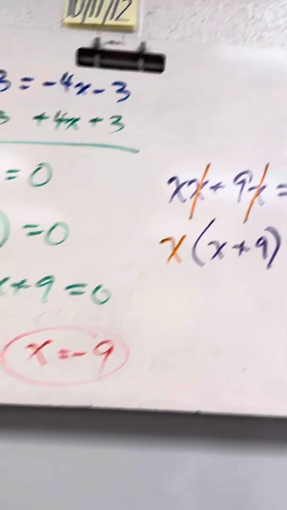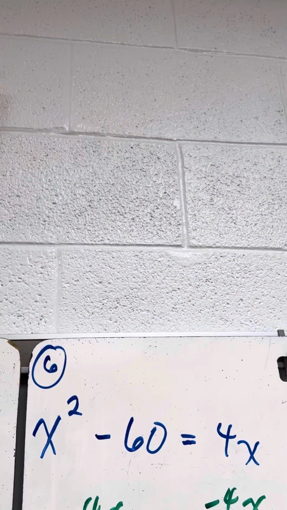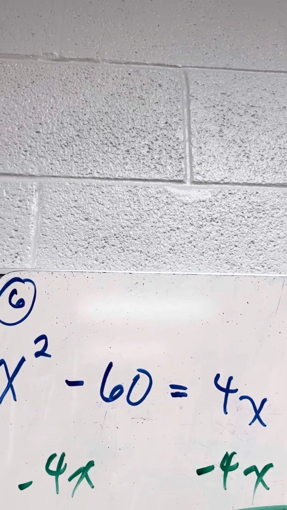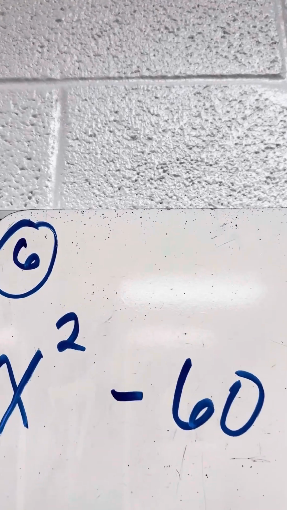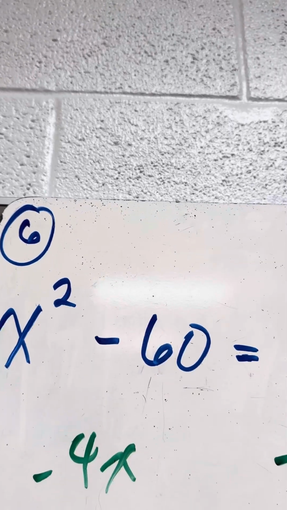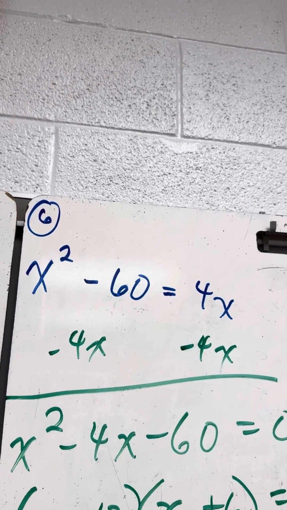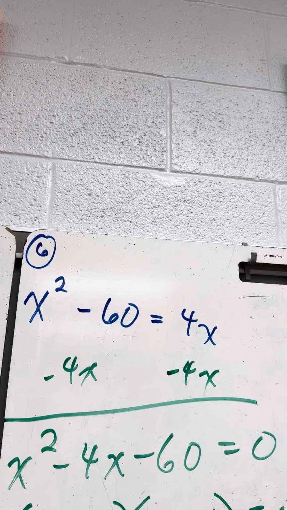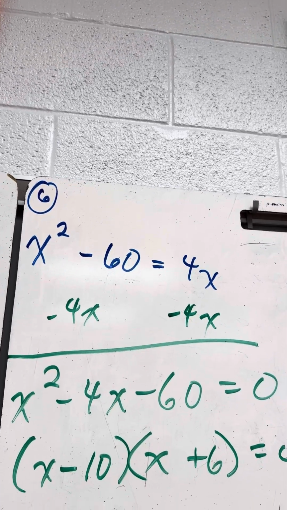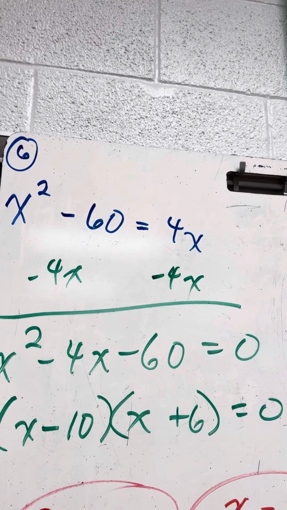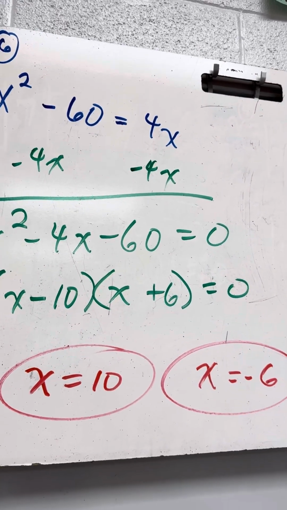You're also going to see this situation. X squared minus 60 equals 4x. You minus 4x to both sides, but there's no x term. So you just throw it in now. Now you have x squared minus 4x minus 60 equals 0. And you go ahead and factor x minus 10 times x plus 6. X equals 10, x equals negative 6.